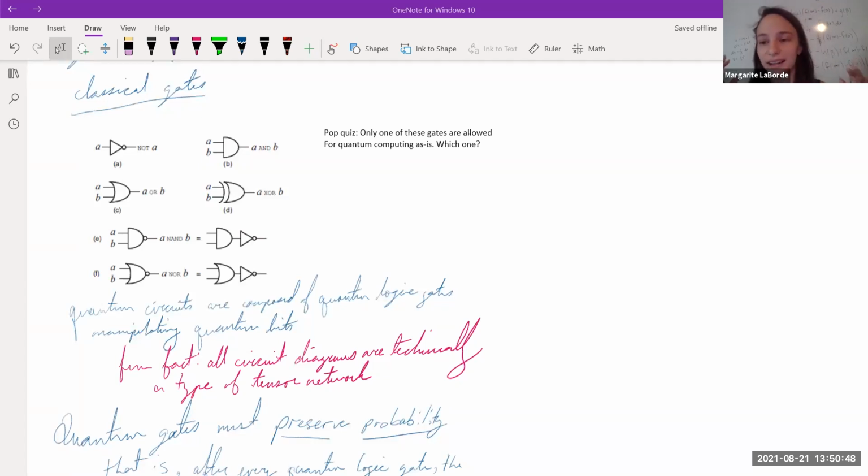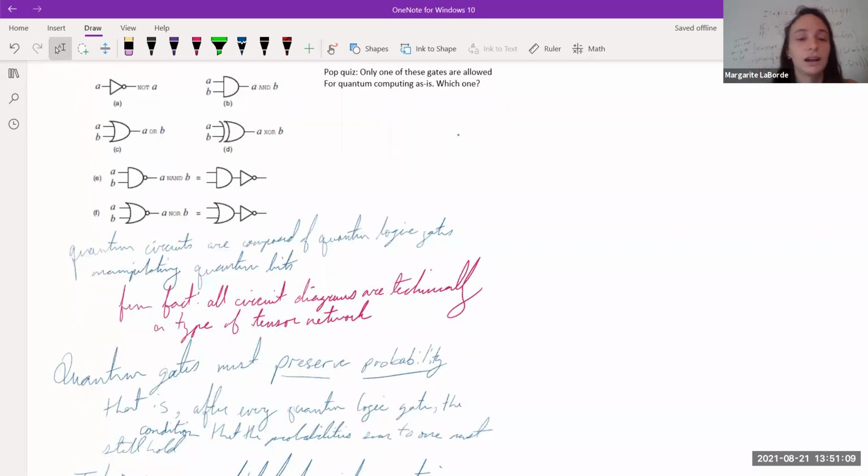So we require that everything be reversible in quantum computing. Another way to say this is that we require everything to be linear. Why do we require things to be linear? Because nature is linear. And so if it behaved non-linearly, we would be in trouble because we wouldn't be simulating nature, which physicists are very concerned about. So yeah, the correct answer is A, the NOT gate.